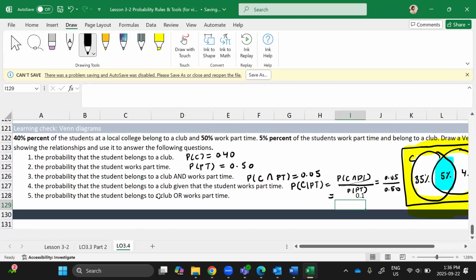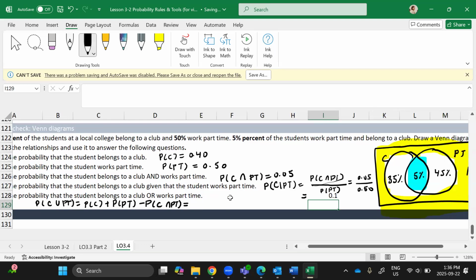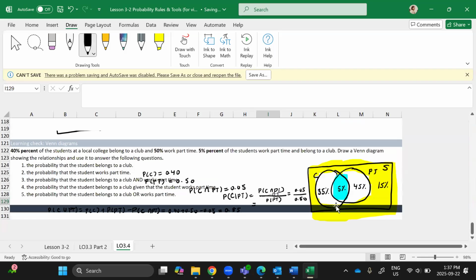And finally, the last question, probability club or part-time. For that one, according to our addition rules, you'd have to do probability of club plus probability of part-time minus probability that they both occur. We already know that should be 85% based on all the percents that are in the circle. That is, probability of club is 40, probability of part-time is 50, minus the probability they happen together, 5%, and that gives 85%. Everything that's in the circles of the Venn diagram.